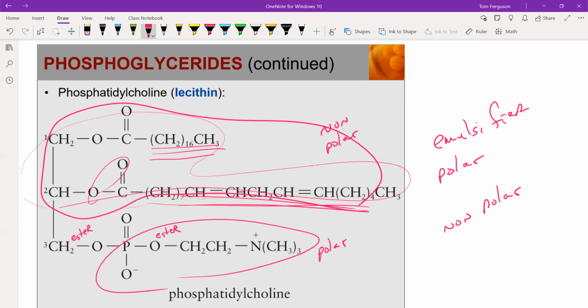This one here is C18. This is, let's see, 1, 5, 7, 8, 9, 10. This is C18 also. So they're really, really long fatty acids. So this is probably linoleic acid, the middle one, and this would be stearic acid, top of them.